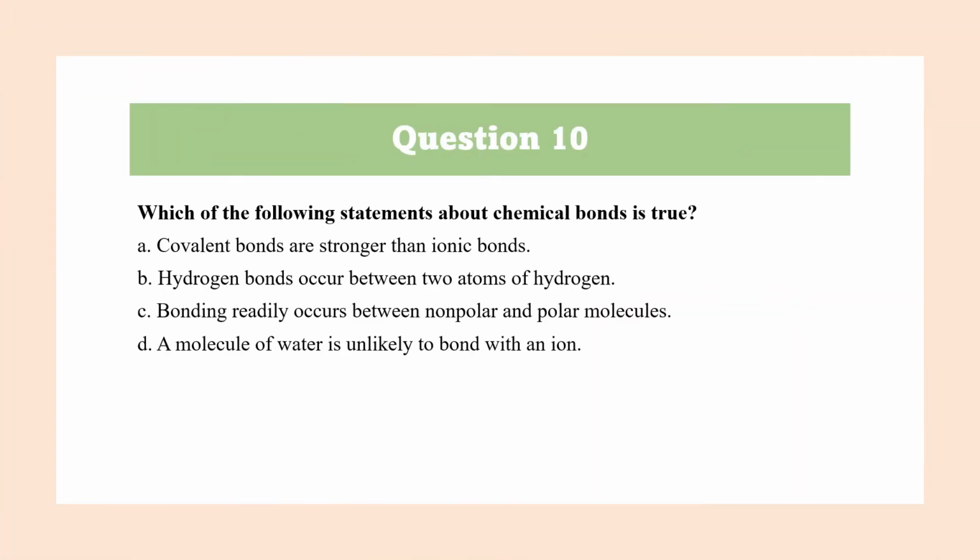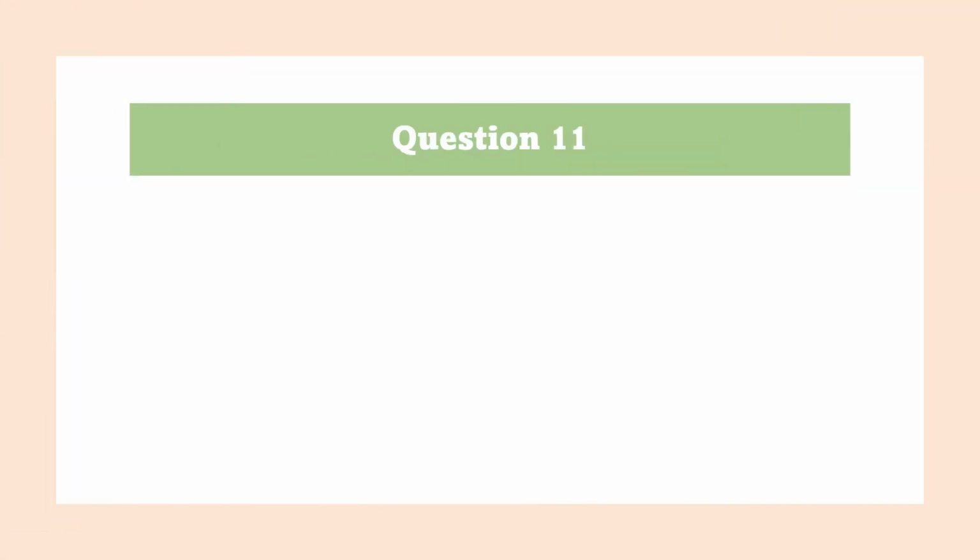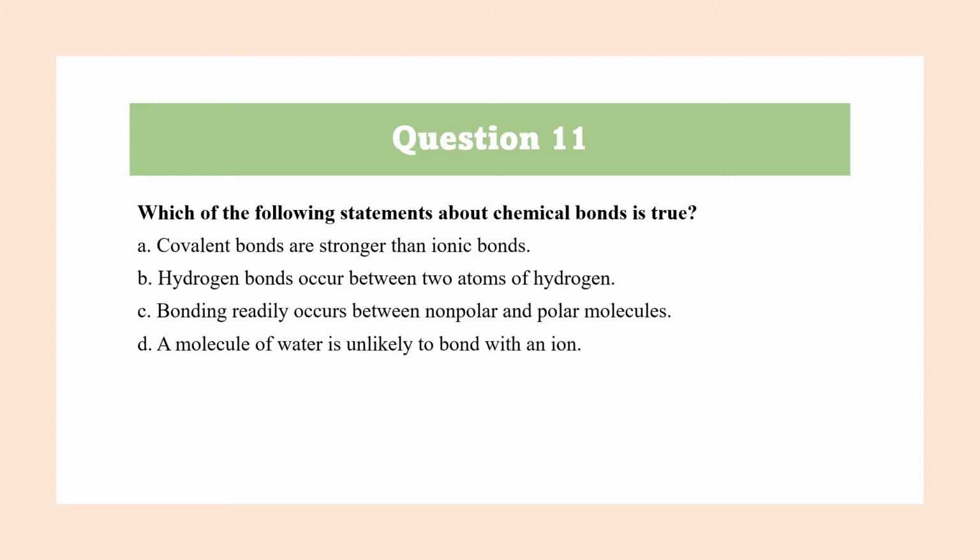Number 10. Which of the following statements about chemical bonds is true? Covalent bonds are stronger than ionic bonds. Hydrogen bonds occur between two atoms of hydrogen. Bonding readily occurs between nonpolar or polar molecules. A molecule of water is unlikely to bond with an ion. The answer is A. Covalent bonds are stronger than ionic bonds. Number 11. Which of the following statements about chemical bonds is true? Covalent bonds, okay, we already did that.